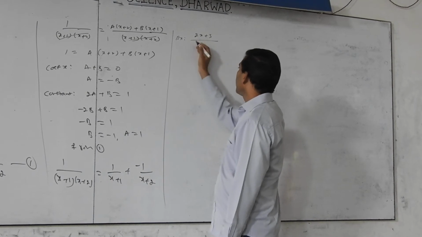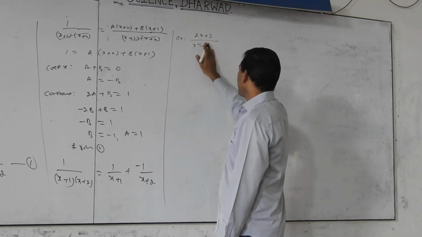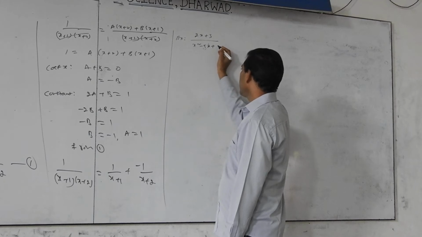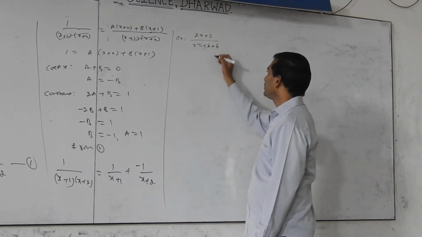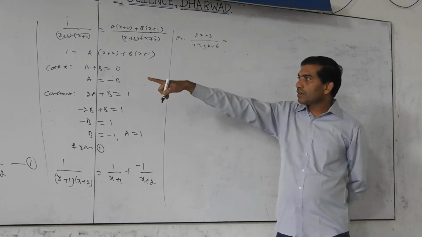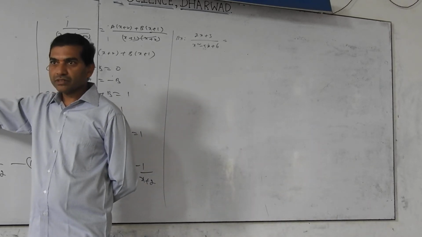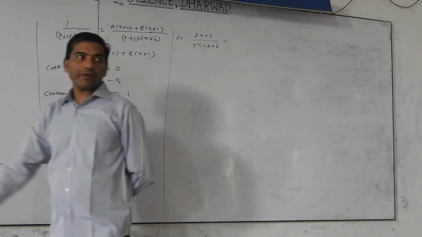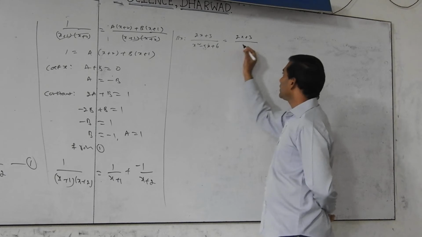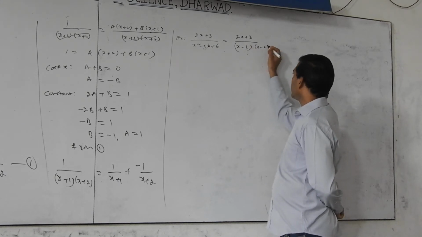(2x + 3)/(x² - 2x - 4x - 5x + 6). Is it applicable for this method? Yes, the denominator has proper, non-repeated linear factors. (2x + 3)/((x - 3)(x - 2)). Correct?